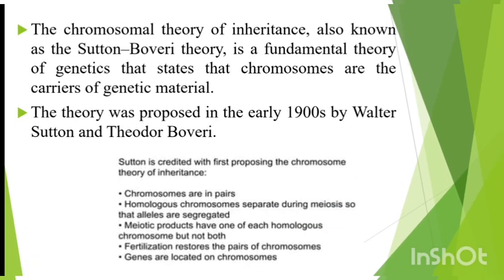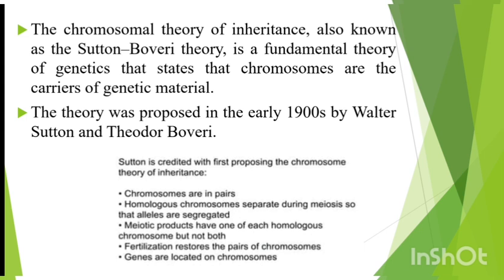Next, what is the chromosomal theory of inheritance? This theory was discovered by Walter Sutton and Theodor Boveri, and it is also called the Sutton and Boveri theory. It is a very fundamental theory of genetics that states that chromosomes carry the genetic material. The theory was proposed in early 1900 by Walter Sutton, and he said that chromosomes are in pairs.